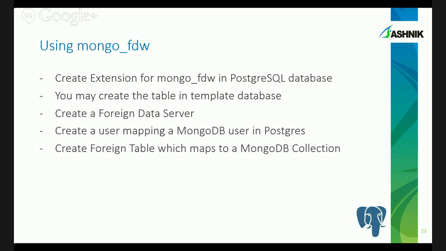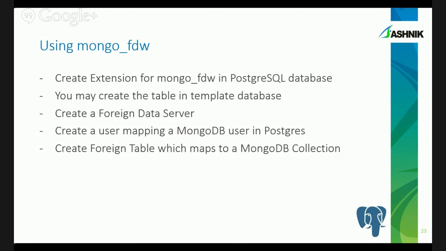Once you have done that, you need to create a foreign data server. This foreign data server is basically a mapping, or rather a connection, to your MongoDB database, where you will specify the IP address of the Mongos server. Mongos is basically a query router which routes the queries to different shards. So it will contain the IP address of your Mongos server and the port number, along with username and password.